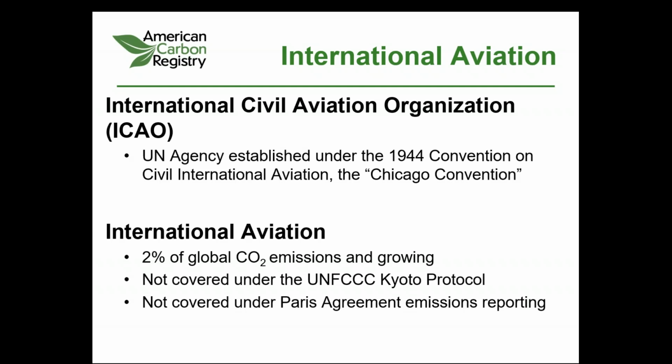So who is the International Civil Aviation Organization, or ICAO? ICAO is a UN agency established under the 1944 Convention on Civil International Aviation, or the Chicago Convention, and it has 192 member states. ICAO creates regulations for aviation safety, security, efficiency, and regularity and environmental protection. The organization also regulates operating practices and procedures covering the technical field of aviation.